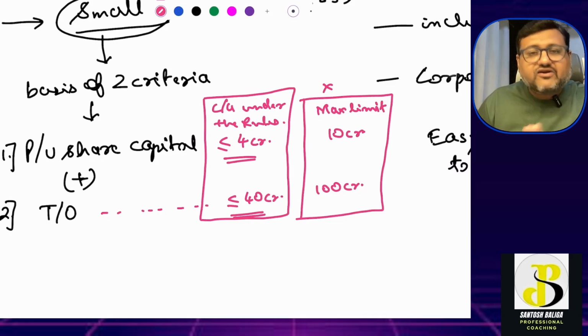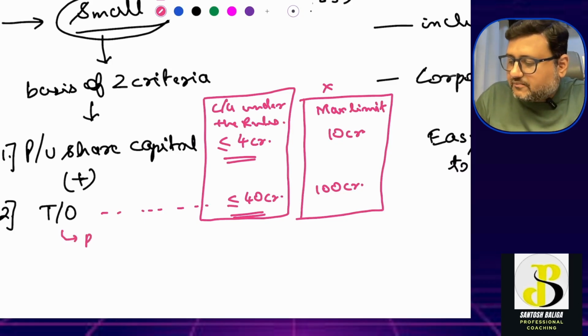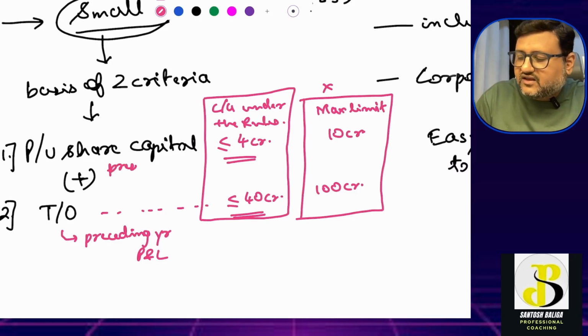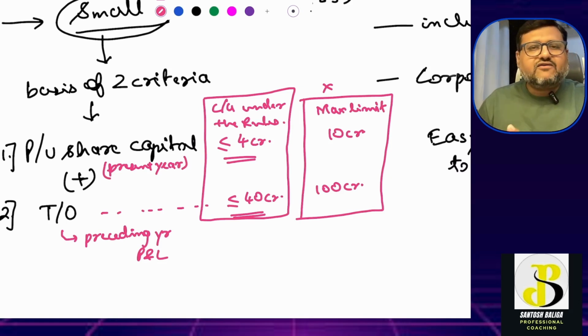Okay, so what do we need to remember when we are checking the criteria of a small company? Very simple. We have to check paid up share capital. Is it below or equal to 4 crores? Turnover, is it below or equal to 40 crores? And for this turnover, we have to check preceding year's P&L. Okay, but for paid up share capital, there is no such requirement. There is no such specified period that has been provided. Hence, we will be looking at the present year paid up share capital. Okay, so we have understood the criteria very clearly. Criteria is very simple over here.